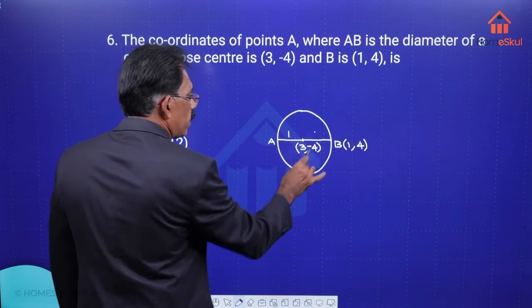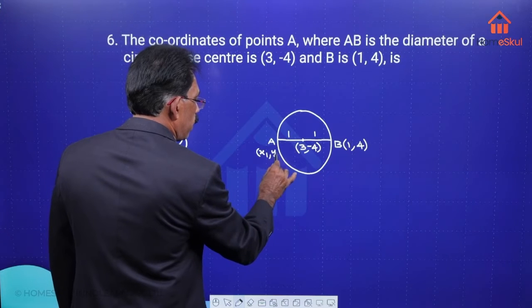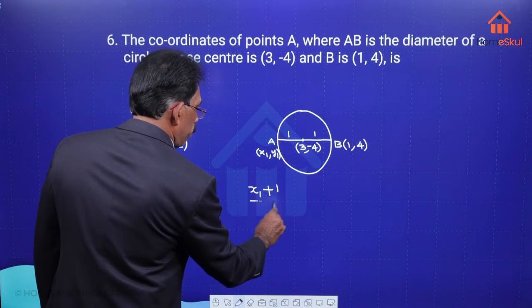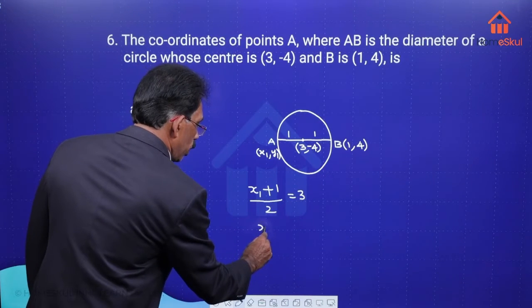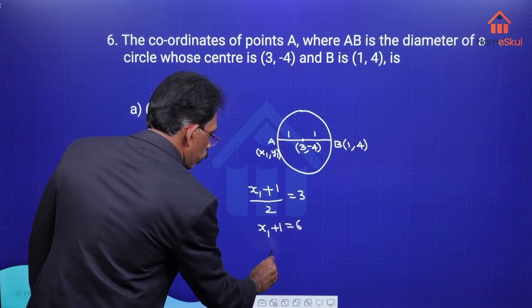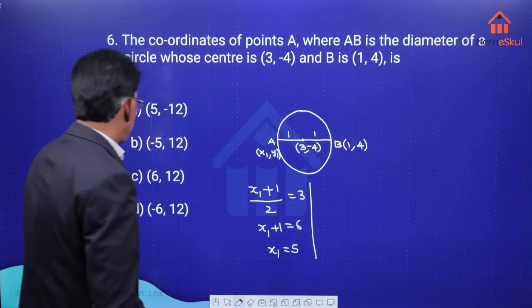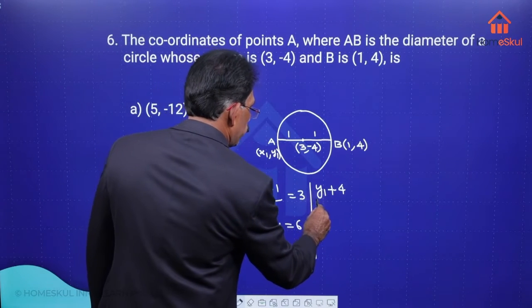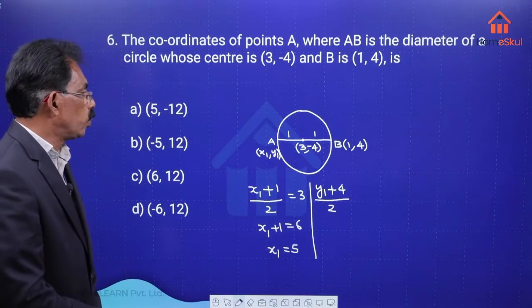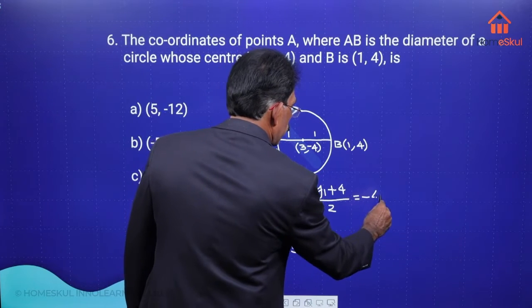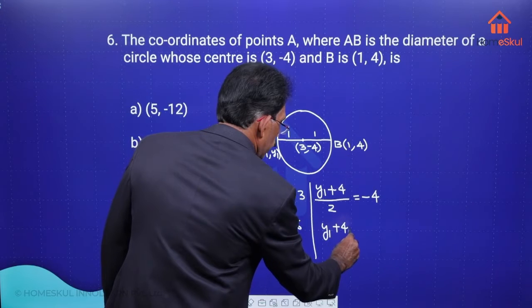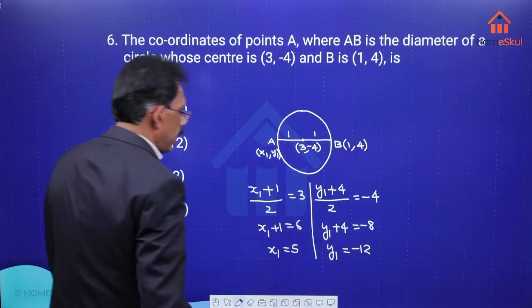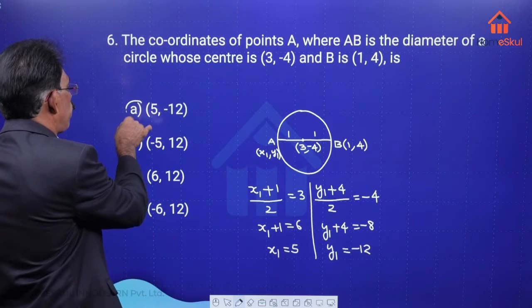So definitely the ratio is 1:1, isn't it? Let us suppose this A is (x1, y1). Then (x1 plus 1) divided by 2 is equal to 3. Then x1 plus 1 is equal to 6, so x1 is equal to 5. Then (y1 plus 4) divided by 2 is equal to minus 4. Then y1 plus 4 is equal to minus 8, so y1 is equal to minus 12. x1 is 5, y1 is minus 12. The answer is (5, minus 12), A option.